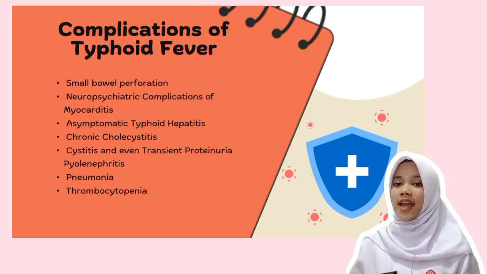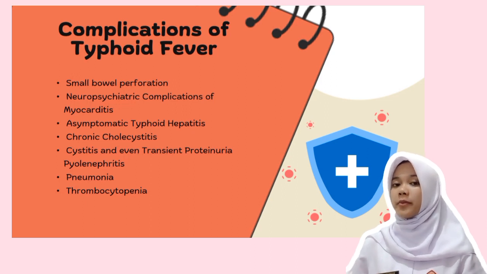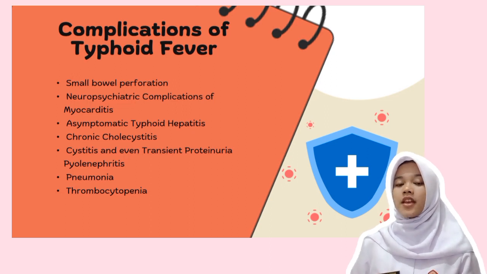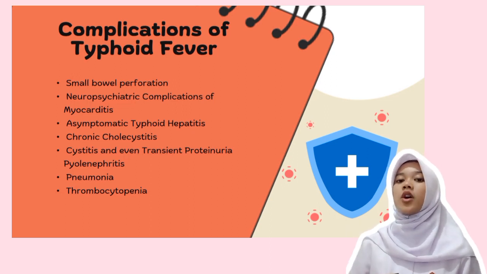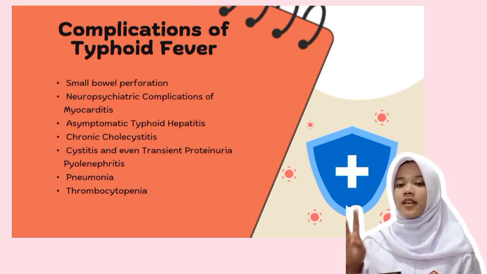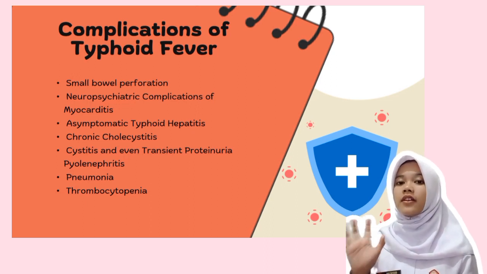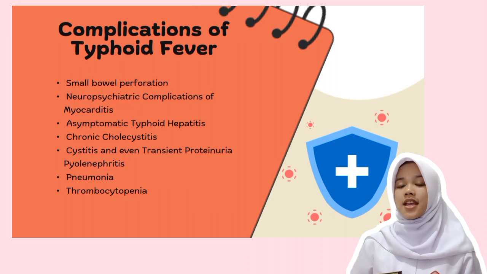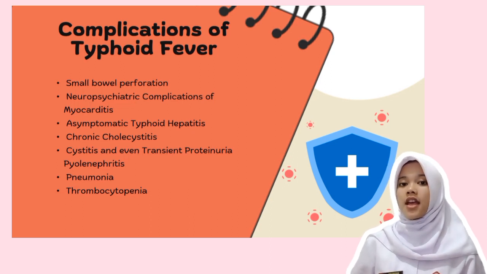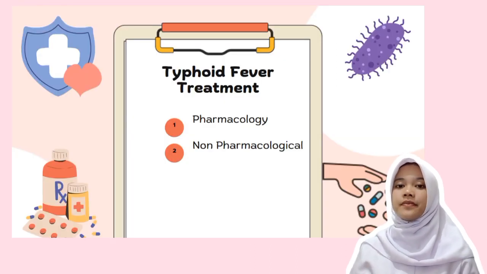Okay, next, complications of typhoid fever. There are several complications in typhoid fever. The first is small bowel perforation. 2. Neuropathic complication of myocarditis. 3. Asymptomatic typhoid hepatitis. 4. Chronic cholecystitis. 5. Cystitis and even transient proteinuria, pyelonephritis. 6. Pneumonia. 7. Thrombocytopenia.